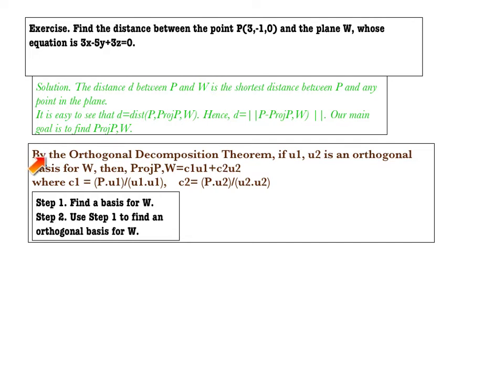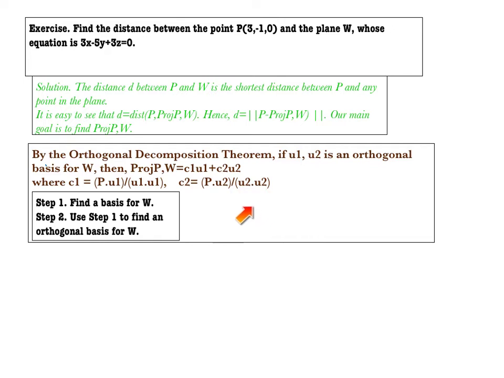Well, we know how to find the projection of P onto W by the orthogonal decomposition theorem. What does this say? If u1 and u2 is an orthogonal basis for W, then the projection of P onto W is equal to the linear combination of the vectors that form such a basis using as weights c1 and c2, where c1 and c2 can be easily computed. c1 is given by P dot u1 divided by the dot product between u1 and u1, and c2 is equal to P dot u2 divided by u2 dot u2.